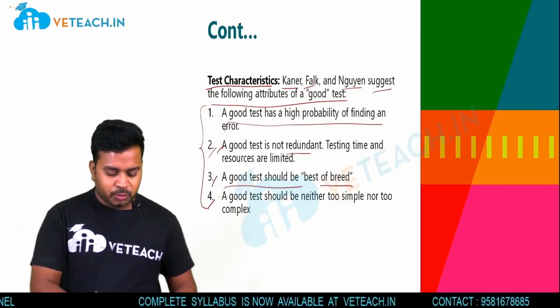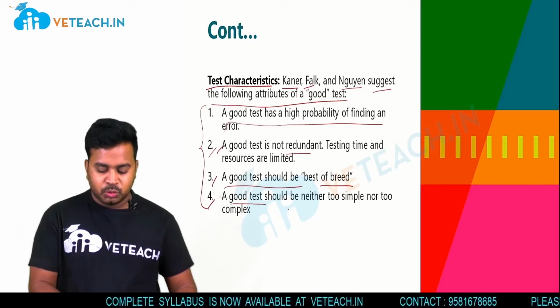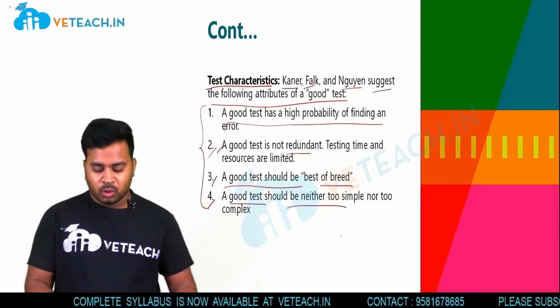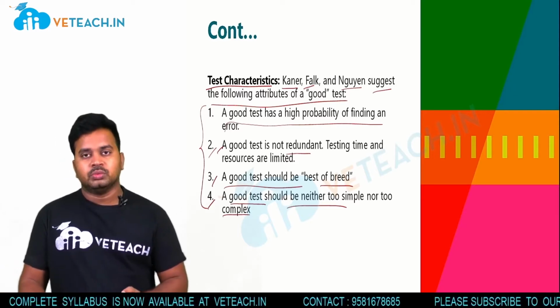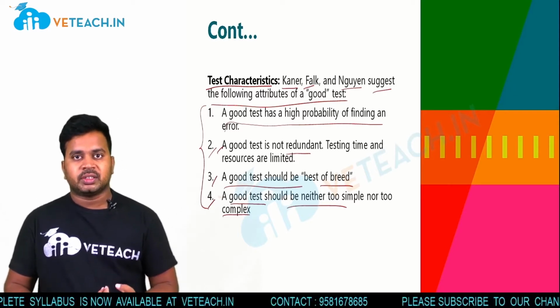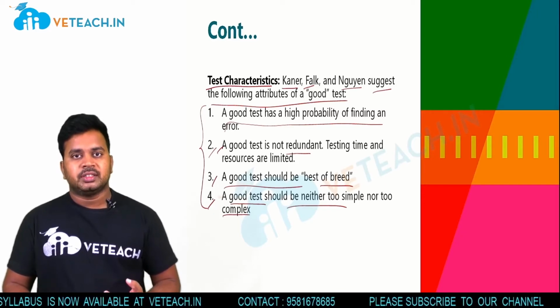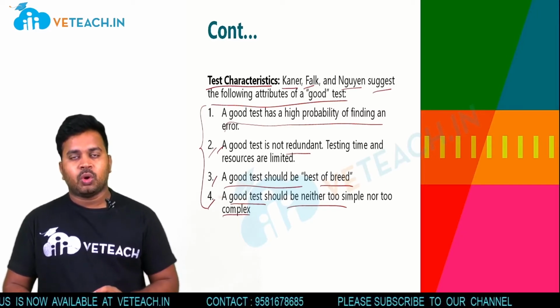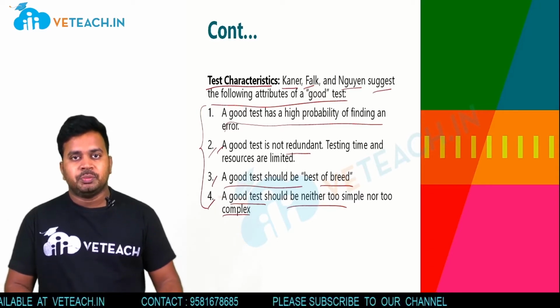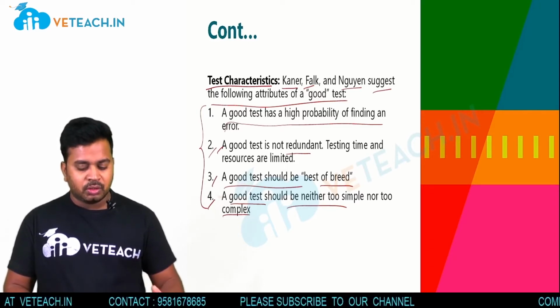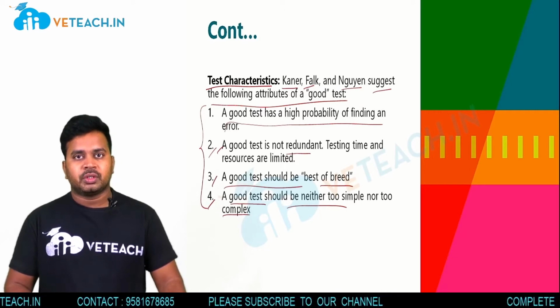The final attribute is that a good test should be neither too simple nor too complex. Whether it is a simple test or a complex test, it should test each and everything. Each and every block or function of the program should be testable. These are the most important attributes of a good test.